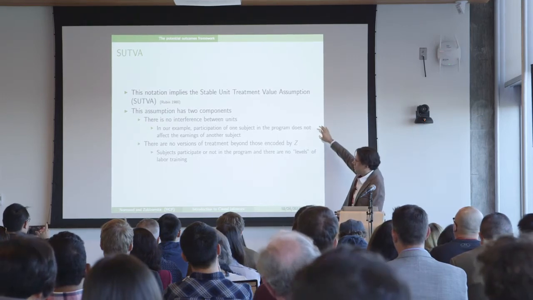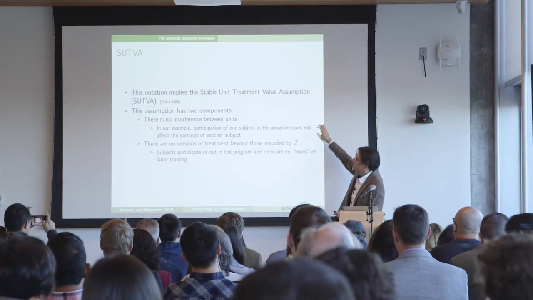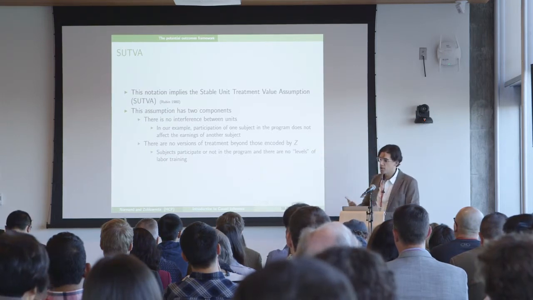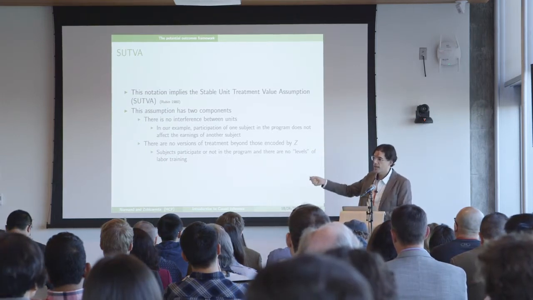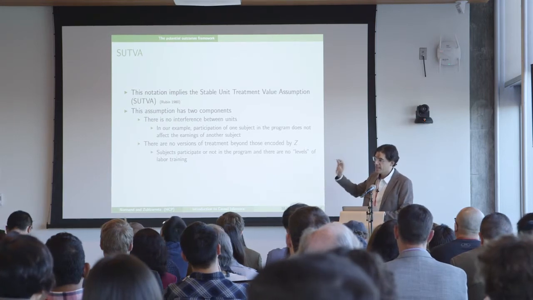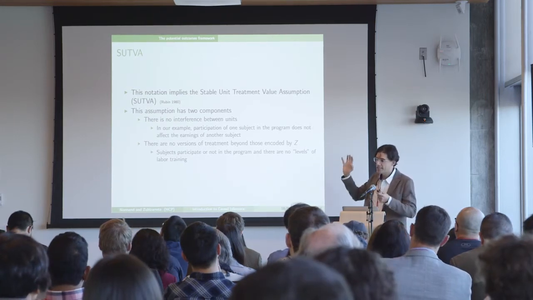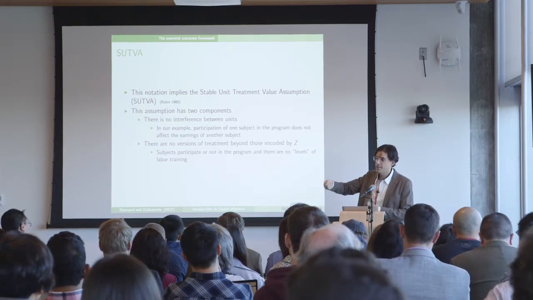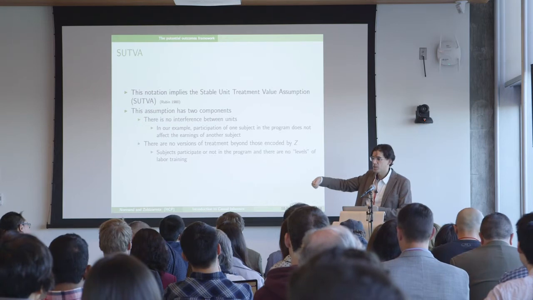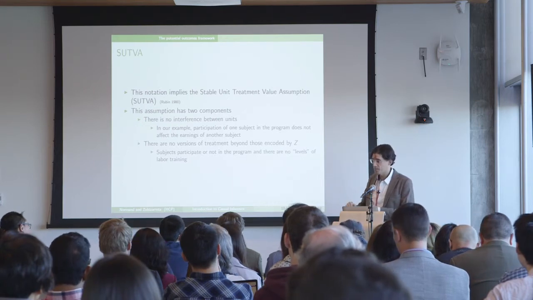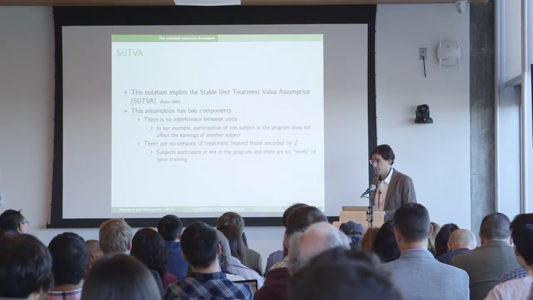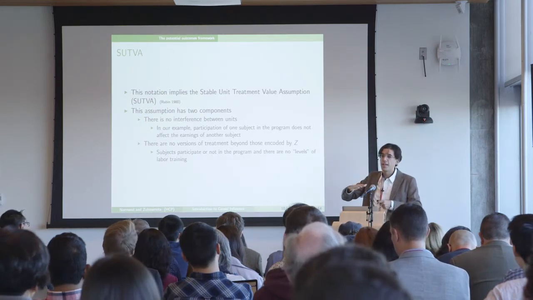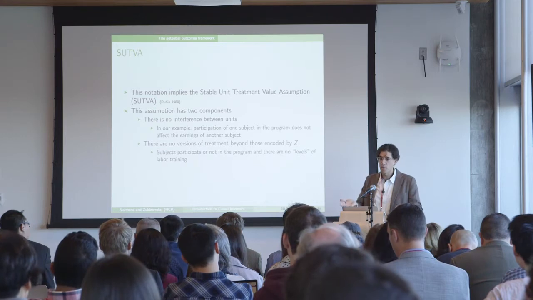To give you an example, the meaning of there being no interference between units says that participation of one subject in the program does not affect the outcome of another subject. Okay. This is an assumption that is violated in some settings, for example, in vaccine trials. If one subject gets a vaccination, that is likely going to affect the outcome of another subject, right? Because of contagion. So we're ruling this out in this notation, but there are generalizations of this notation to take care of that problem too.